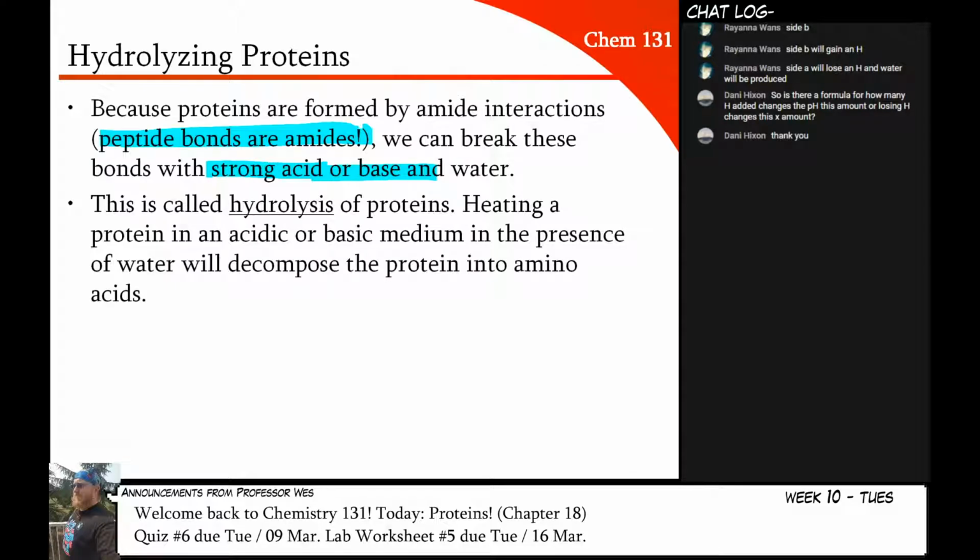Now, if you're eating meat, whether you've cooked it to tenderness or you've cooked it to be a steak or whatever, when you chew it, you are breaking down the proteins by force, but you're also providing a base. So your saliva is slightly basic. That helps assist the breakdown of proteins while you're chewing.